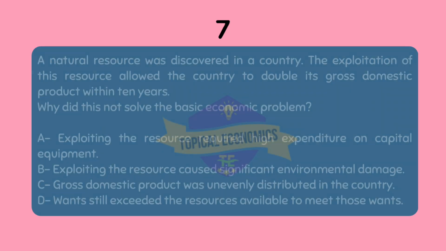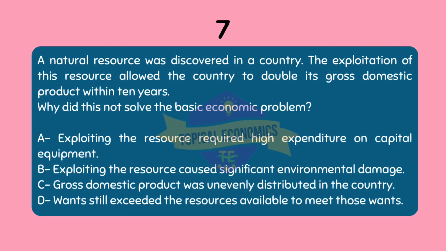Moving on to the seventh question. A natural resource was discovered in a country. The exploitation of this resource allowed the country to double its gross domestic product within 10 years. Why did this not solve the basic economic problem? A. Exploiting the resource required high expenditure on capital equipment. B. Exploiting the resource caused significant environmental damage. C. Gross domestic product was unevenly distributed in the country. D. Wants still exceeded the resources available to meet those wants. This question is from year 2020 May-June version 3 paper.